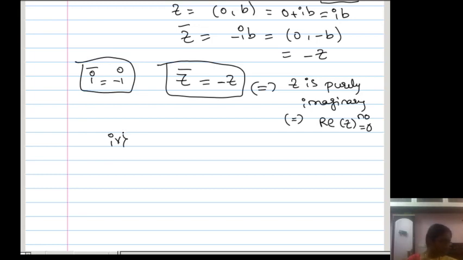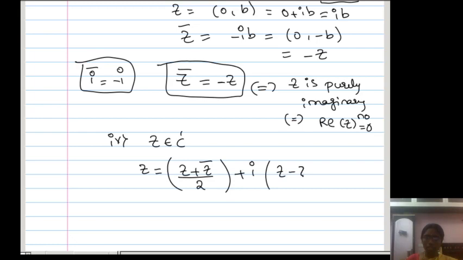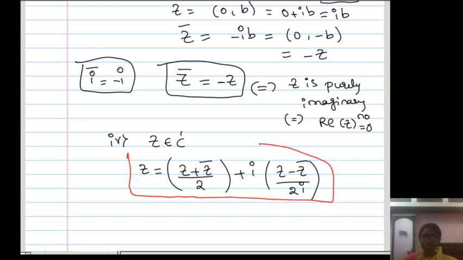Next, Z belongs to C. I have written this in this form. For example, any complex number you can write like this. Is it correct? See, Z plus Z bar by 2, plus i into Z minus Z bar by 2i. Is it correct? My question. Can I write this? Anybody? Is it true or not? You can verify that any complex number you can write like this.